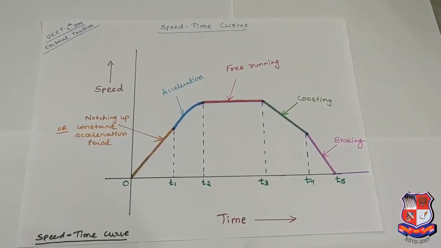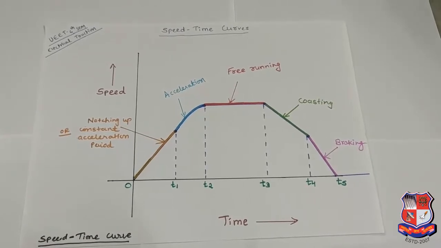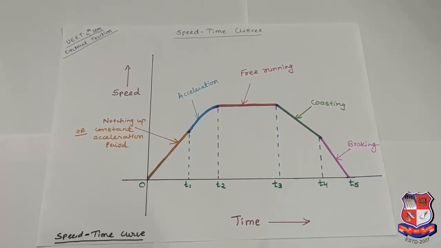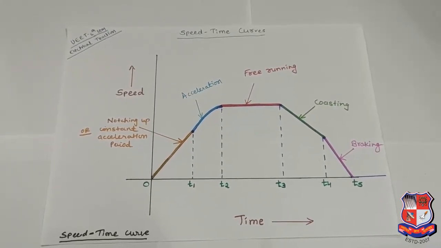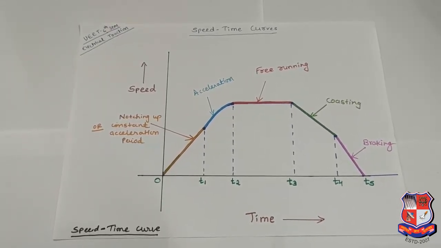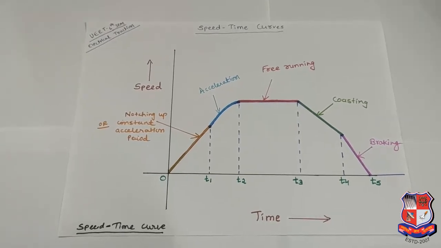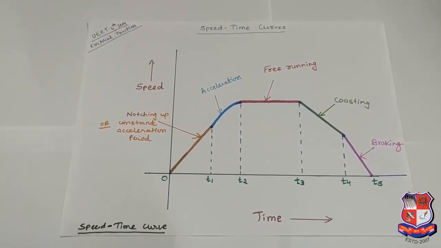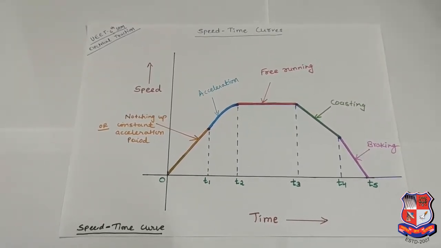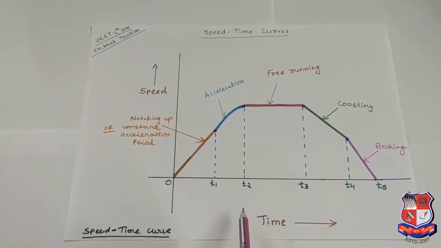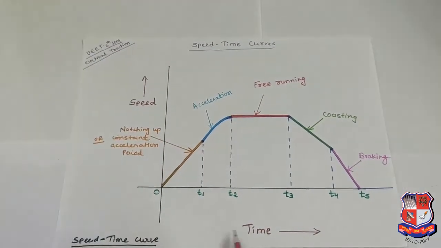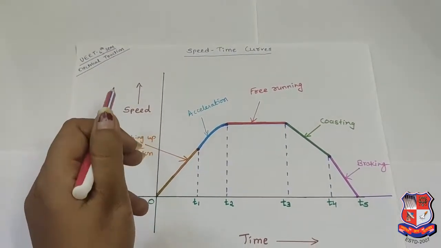Hello everyone, today I would like to discuss the topic of the speed time curve of electric traction system. As the name indicates, it is the graphical representation between speed and time. Through this curve, we can see the effect of speed with the variation of time. So here speed is dependent on time, so we take the independent quantity, that is time, on the x-axis and the dependent quantity, that is speed, on the y-axis. Here the time is in seconds and the speed is in kilometers per hour.